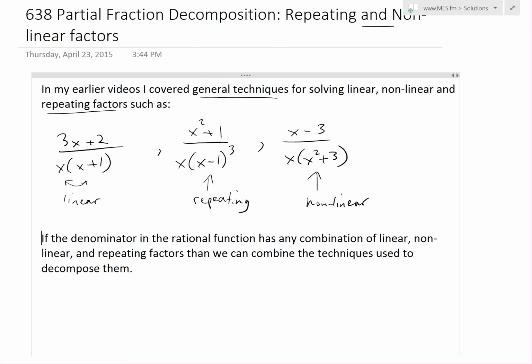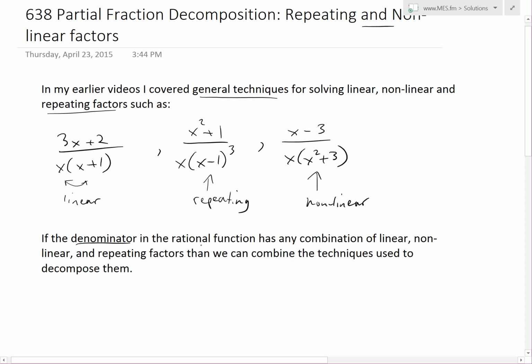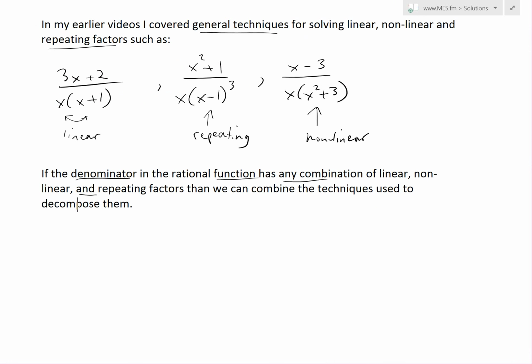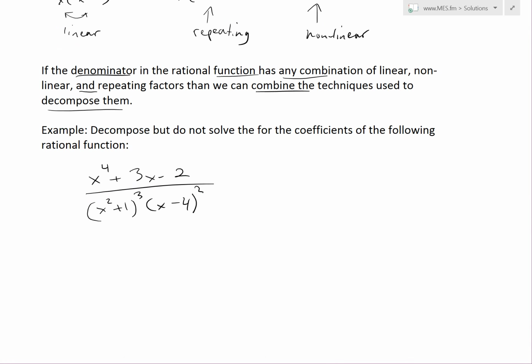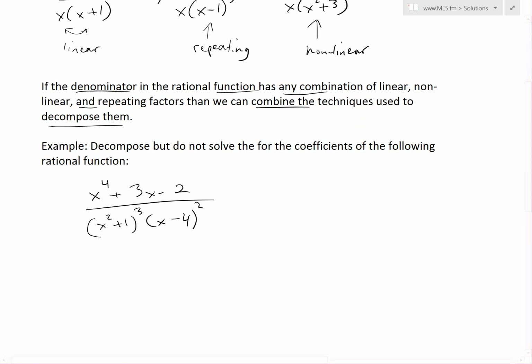And now we'll discuss if the denominator in the rational function has any combination of these above: linear, non-linear, and repeating factors. If this case comes across, we can simply combine all the techniques that we used to decompose them in my earlier videos.